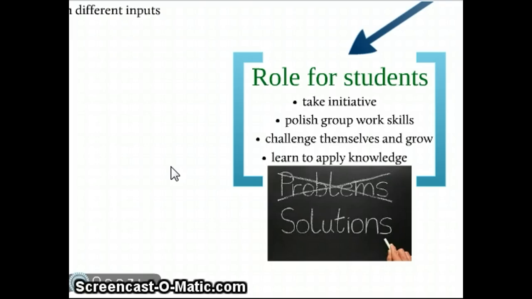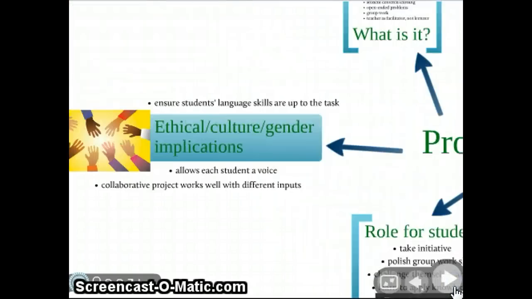Students also need to challenge themselves and grow. This is a difficult assignment, and if they can really try to cover some new ground with the problems and solutions they're working on, they'll get a lot more out of it. They also need to learn to apply knowledge. Sometimes when you learn things in a classroom, you end up with your knowledge being compartmentalized, and it's not too useful in a real-life situation. Once you start applying theories, you have a far better understanding of what's going on. It's a very valuable skill.